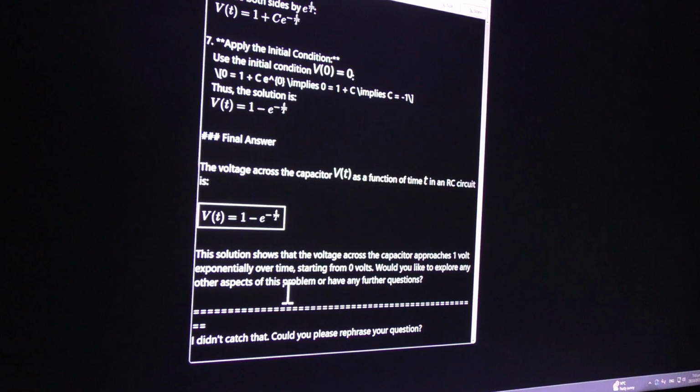I didn't catch that. Could you please rephrase your question? Show me what a Z transform is.